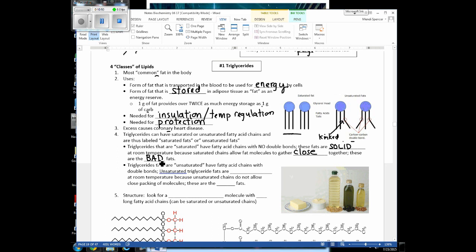So think about maybe some different fats that we fry food in. Butter is a solid at room temperature. It's not a good fat. Crisco, you have to scoop it out of the container. Those are saturated fats, and they're solid at room temperature.